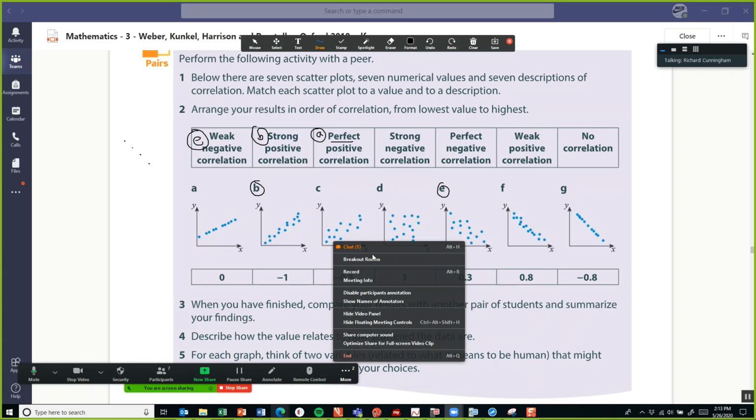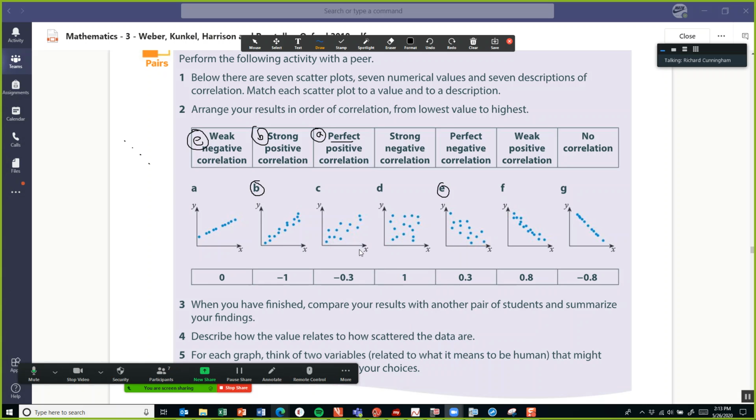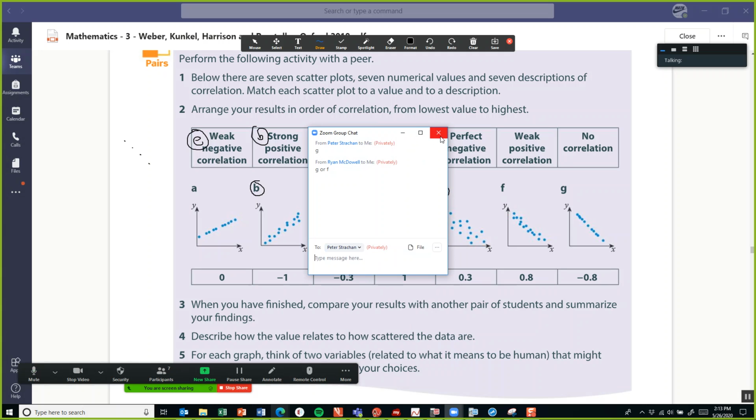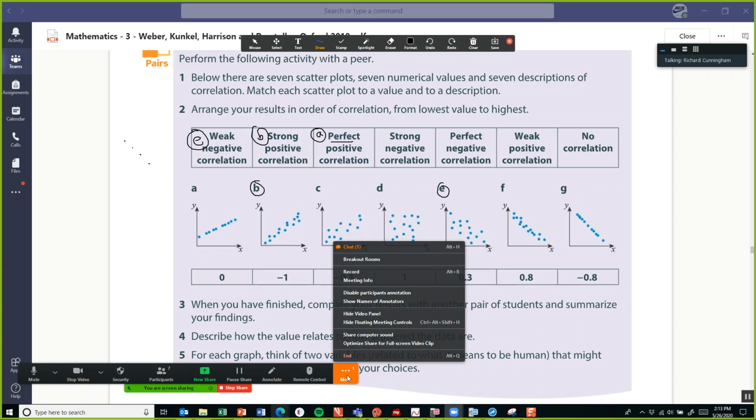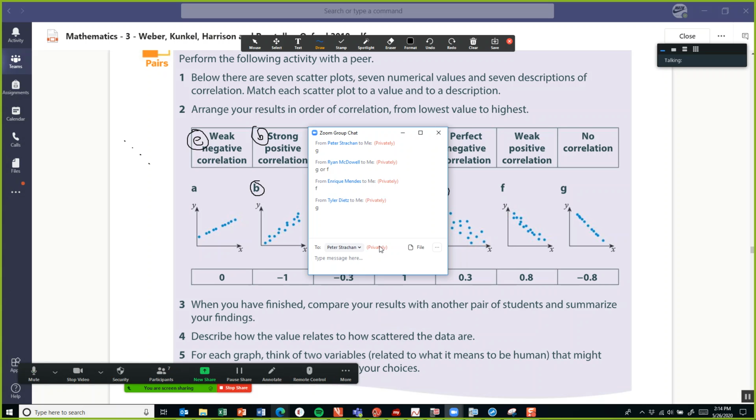So everybody type in which letter would be strong negative correlation. Okay, good. He hasn't put in. Kai, can you stick in? Oscar. Okay, let's have a look.